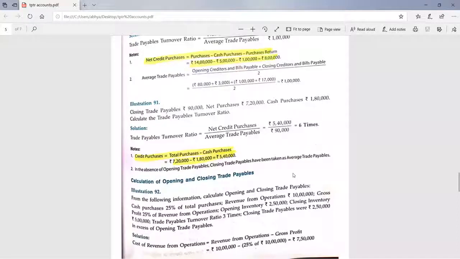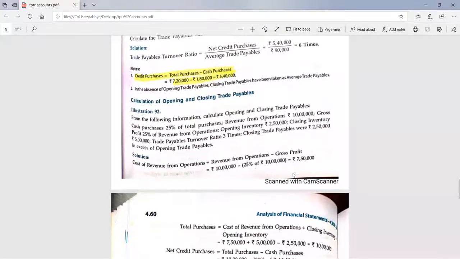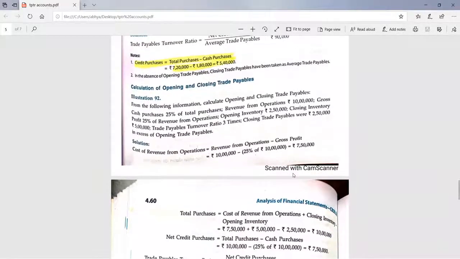But opening and closing, both stocks are given. So put the values. COGS is 750. So 750 is equal to opening stock 250, plus purchases, assume as X, minus closing stock 5 lakh. So find out the value of X in the given equation. So total purchases are equal to 10 lakh.